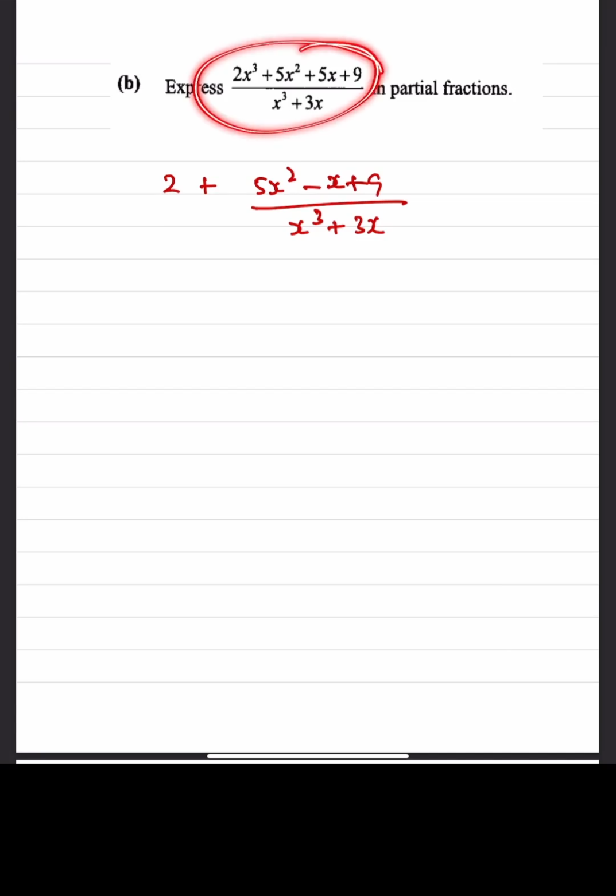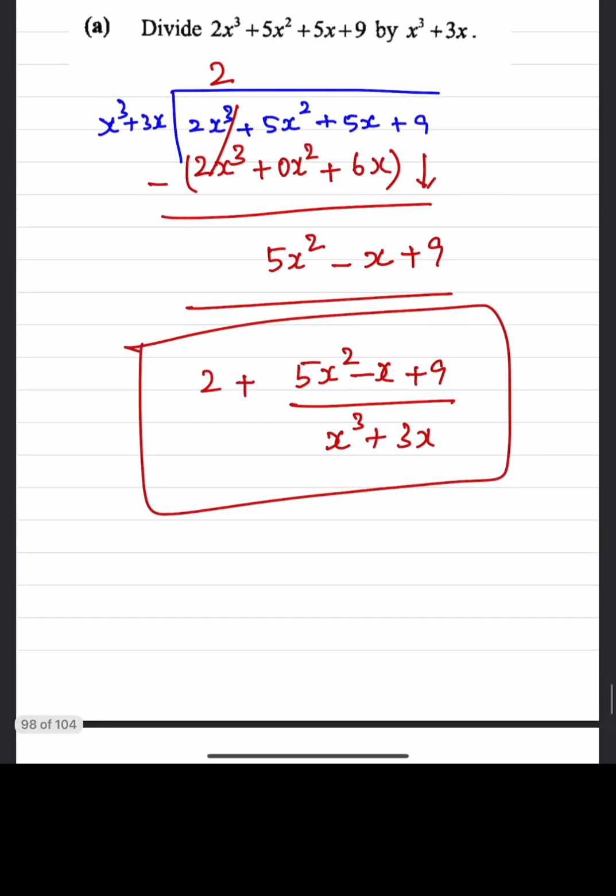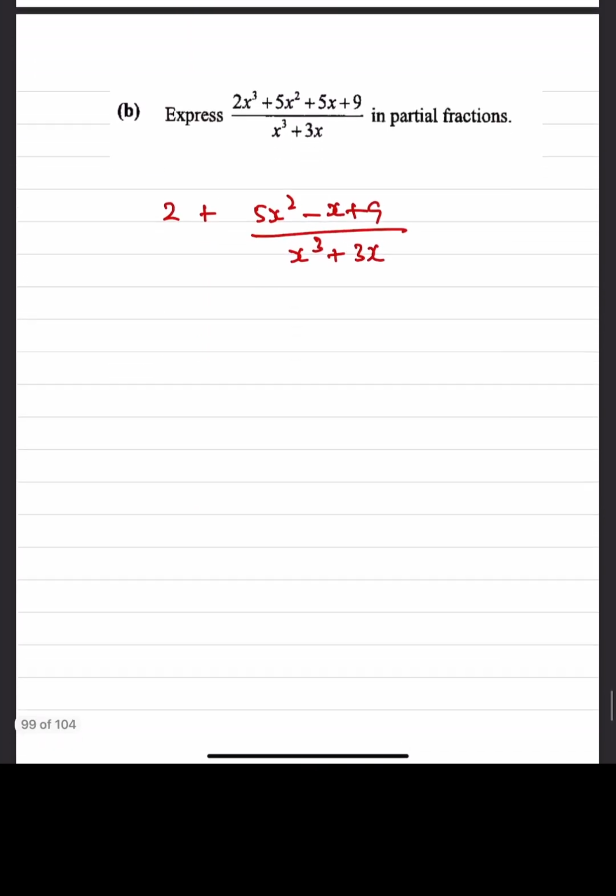Express this fraction into partial fractions. This is the B part of this question. We are going to use the answer from the A part for this. So this is our A part. We already divided this, so we are going to use this answer for this partial fractions.